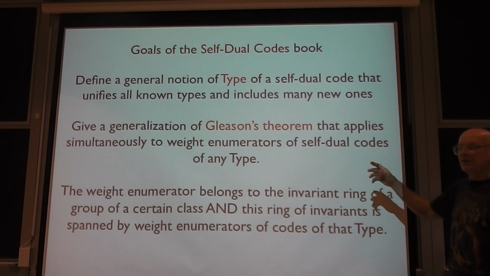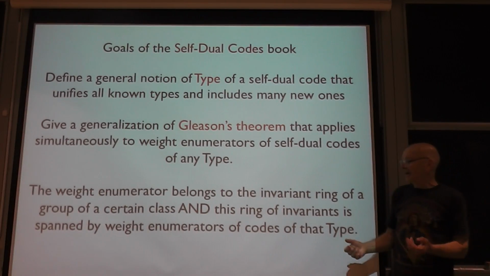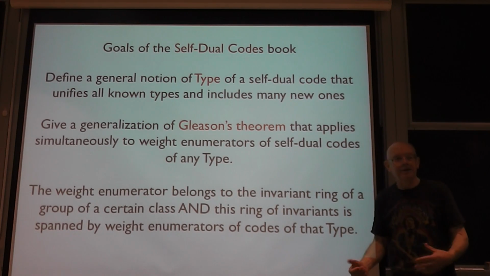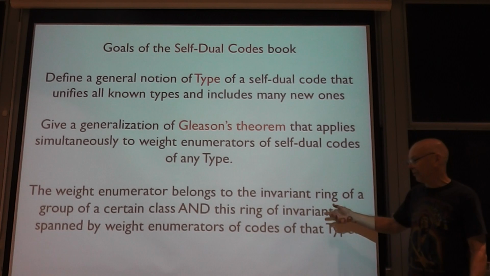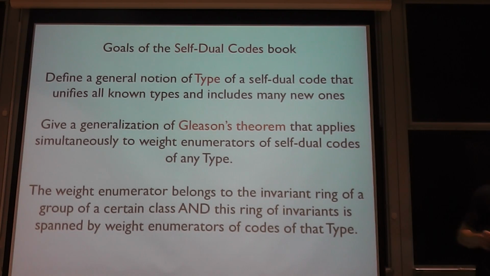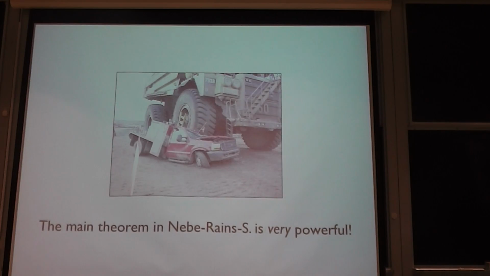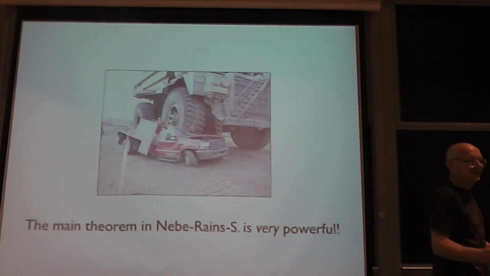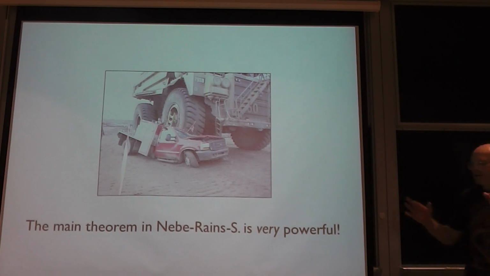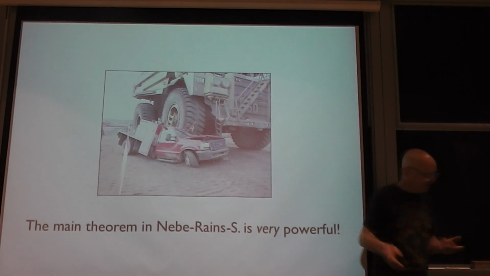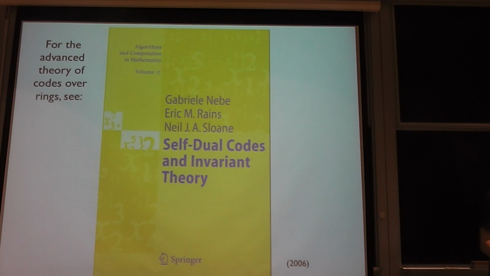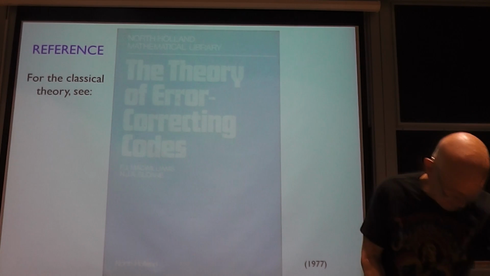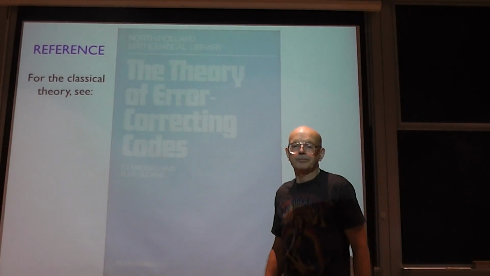It says that the weight enumerators belong to the invariant ring. They're invariant under a certain group, from a particular class of groups. And furthermore, the ring of invariants is always spanned by weight enumerators of that type. So this included many of the theorems that various people had discovered about various kinds of rings. And so it's very powerful. And there's the book. And for the classical theory, I refer you to my book with Jessie. So I will stop there.